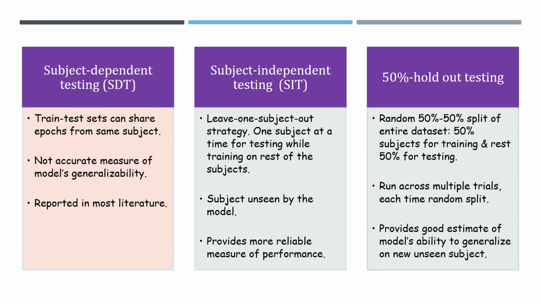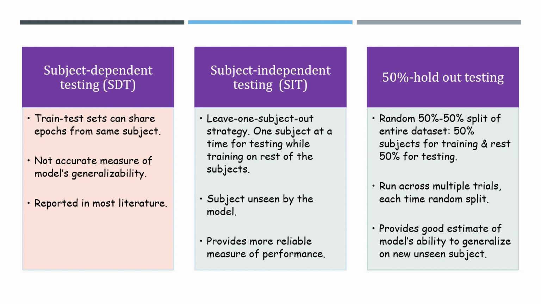The next is SIT. Here we have utilized the leave-one-subject-out strategy. So one subject at a time is used for testing while training is carried out on the rest of the subjects. So each time one subject is unseen by the model, and hence it provides a more reliable measure of performance. On the other hand, the 50% holdout technique performs a random 50-50% split of the entire dataset.